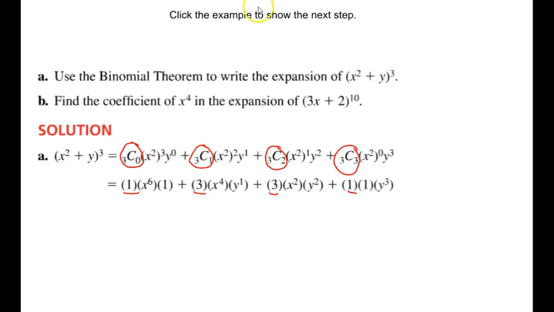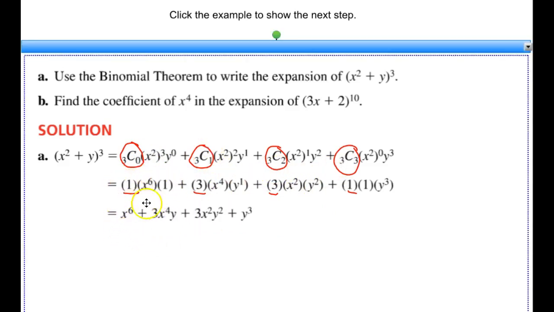So then from there I just simplify my exponents. We know that anything to the 0 is 1, so that's where these extra 1s come from. So I look at each piece and simplify it, finding my combinations, and then I can simplify each term. So this ends up being x to the 6th plus 3x to the 4th y to the 1st plus 3x squared y squared plus y to the 3rd. So you see that it's already in standard form for us.